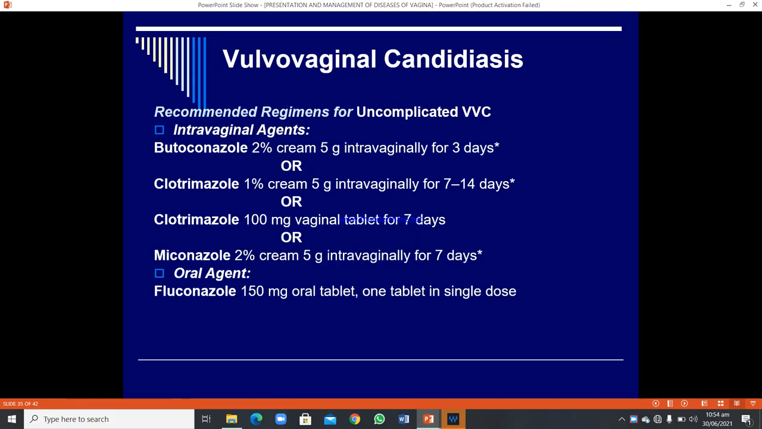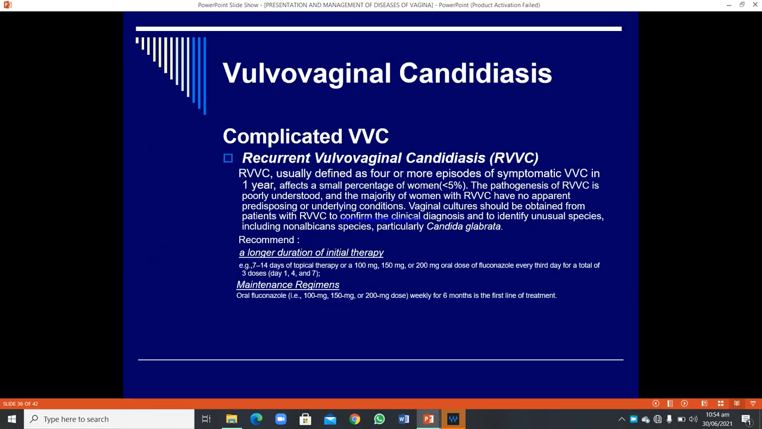Recommended regimens for uncomplicated vulvovaginal candidiasis. Intravaginal agents: butoconazole 2% cream, 5 gram intravaginally for 3 days, or clotrimazole 1% cream, 5 gram intravaginally for 7 to 14 days, or clotrimazole 100 milligram vaginal tablet for 7 days, or miconazole 2% cream, 5 gram intravaginally for 7 days. Oral agents: fluconazole 150 milligram oral tablet, 1 tablet in a single dose.